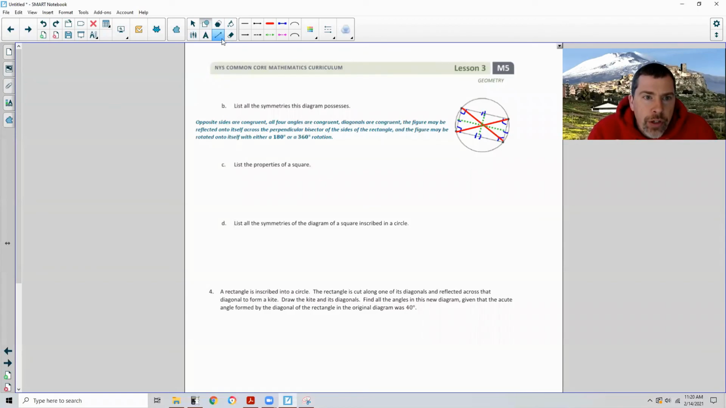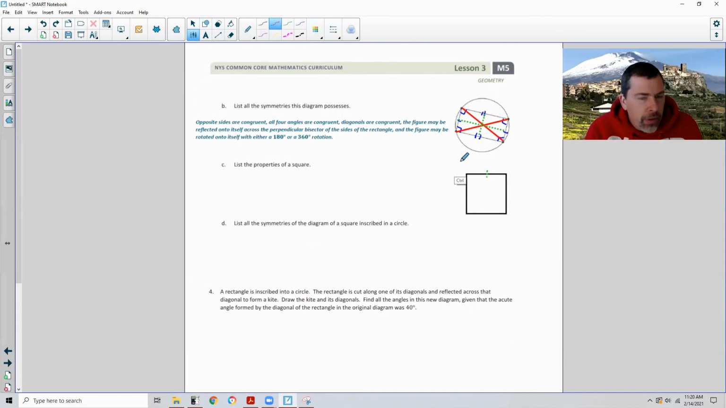Okay. What are the properties of a square? So for starters, I'm going to draw a square. I'm going to do it real quickly with this tool here. So there's a square. All right, so list the properties of a square. First things first, all sides are congruent. All angles are congruent and 90 degrees.